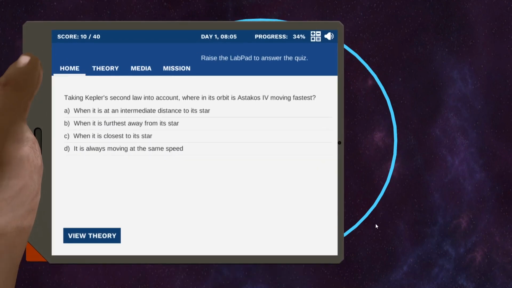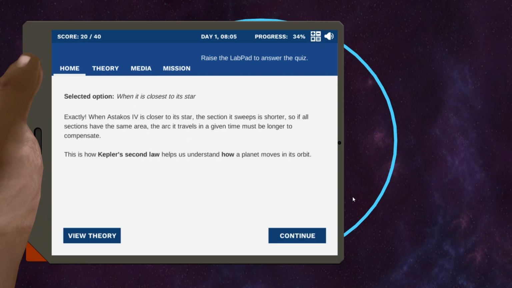Taking Kepler's second law into account, where in its orbit is Astrakos 4 moving fastest? Exactly. When Astrakos 4 is closer to its star, the section it sweeps is shorter, so if all sections have the same area, the arc it travels in a given time must be longer to compensate. This is how Kepler's second law helps us understand how a planet moves in its orbit.